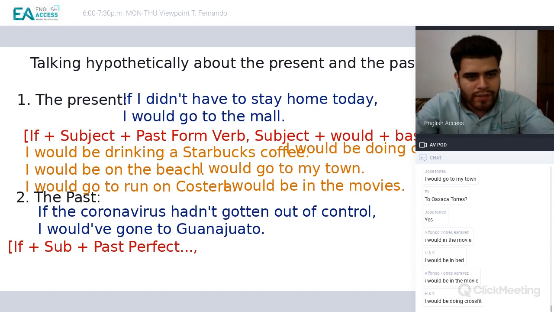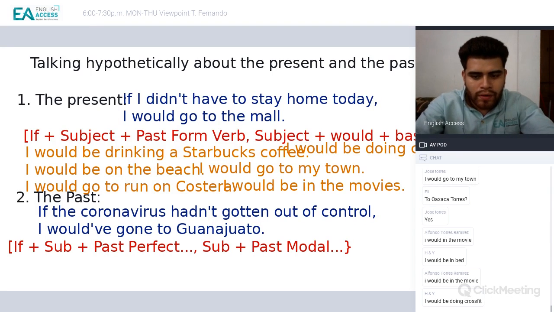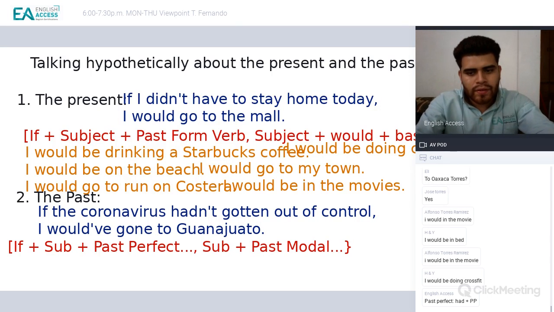And comma, subject plus past modal. Okay, so as we already know, past perfect is had plus past participle, and past modal is, in this case, would or could, maybe even might or may, plus have plus past participle.